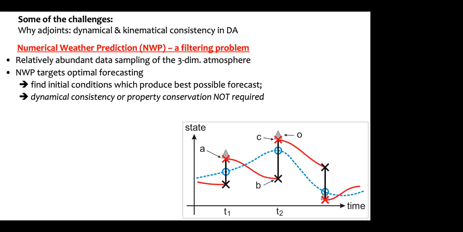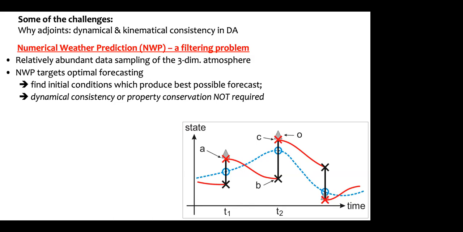Instead, and this comes back to your question a little bit, I want to make a really important distinction between data assimilation as practiced for prediction in general, for example numerical weather prediction, and on the other hand, for reconstruction, as we do in our community. In numerical weather prediction, we have relatively abundant data sampling the 3D, or 4D in time, atmosphere. And what we are after is a forecasting, a prediction problem. So we find the initial conditions which produce the best possible forecast.